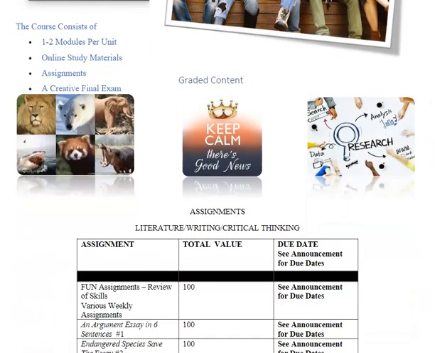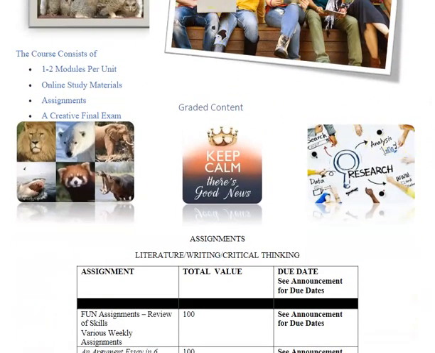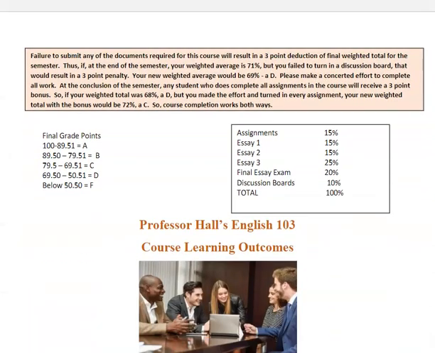The course consists of these particular essays and content. You're going to be writing an endangered species, graded content, research. These are all extremely fun.